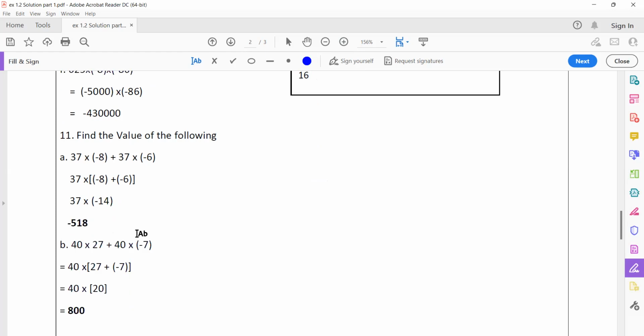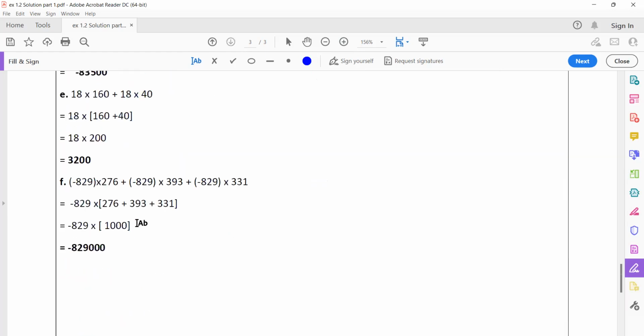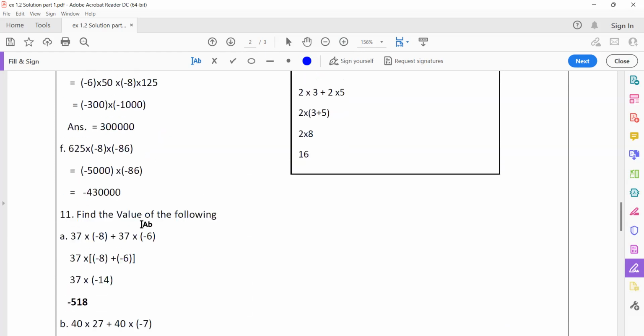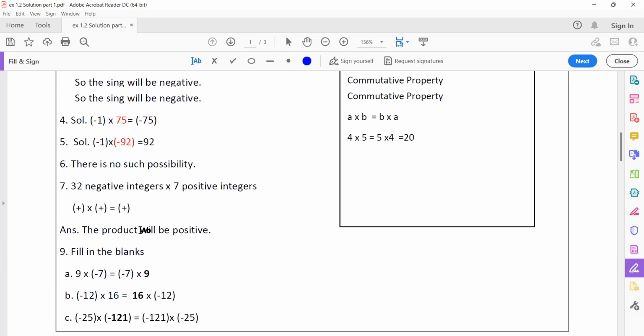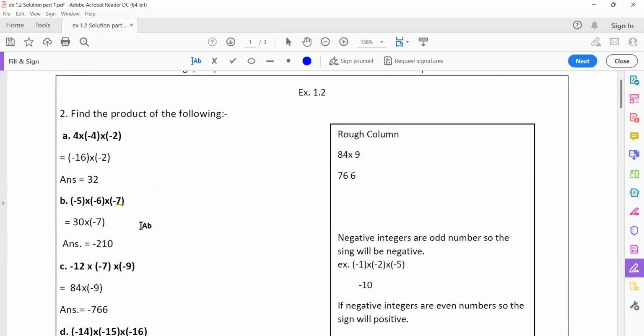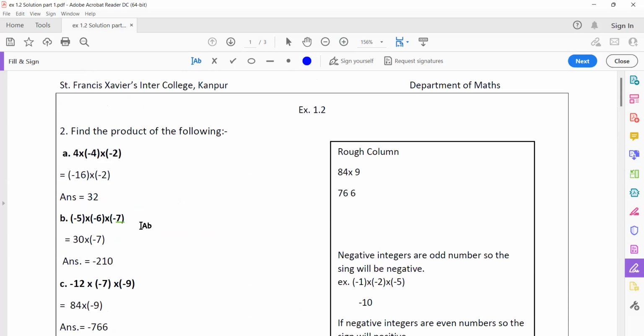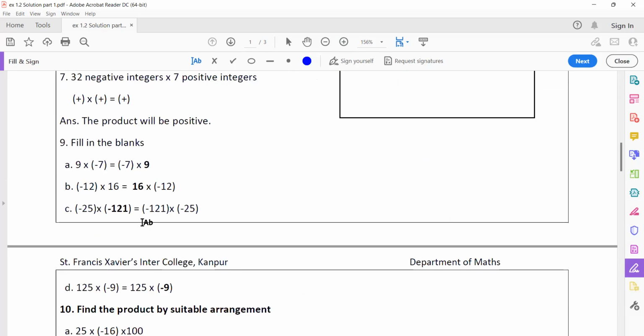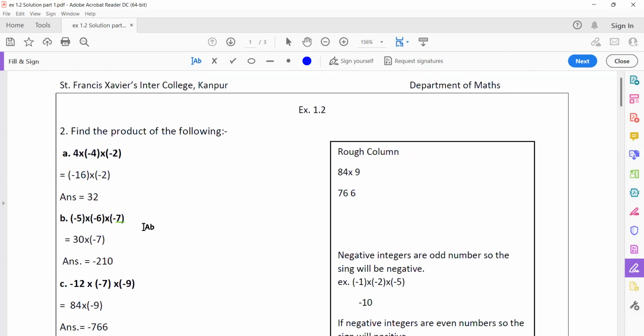My dear student, I have solved question number 11 as well. You have to do the questions up to question number 10, and if you find any difficulty solving them, you may ask. This is a very brief lecture. Thank you.